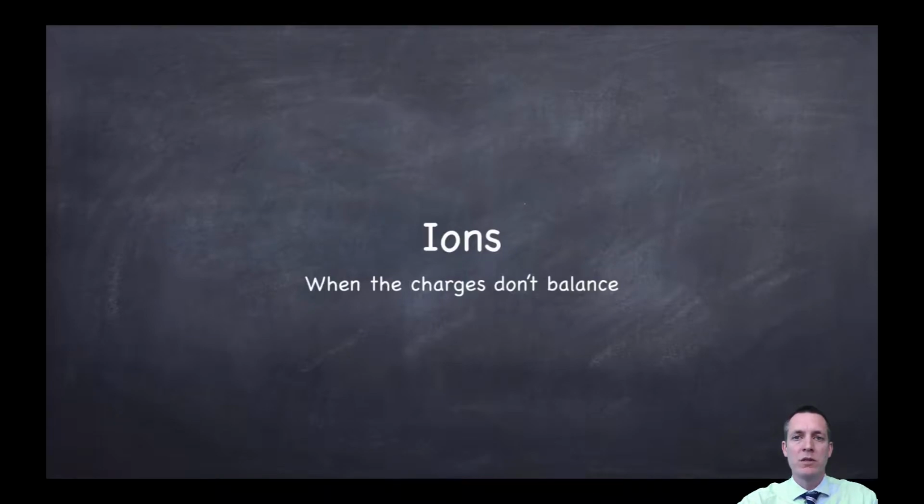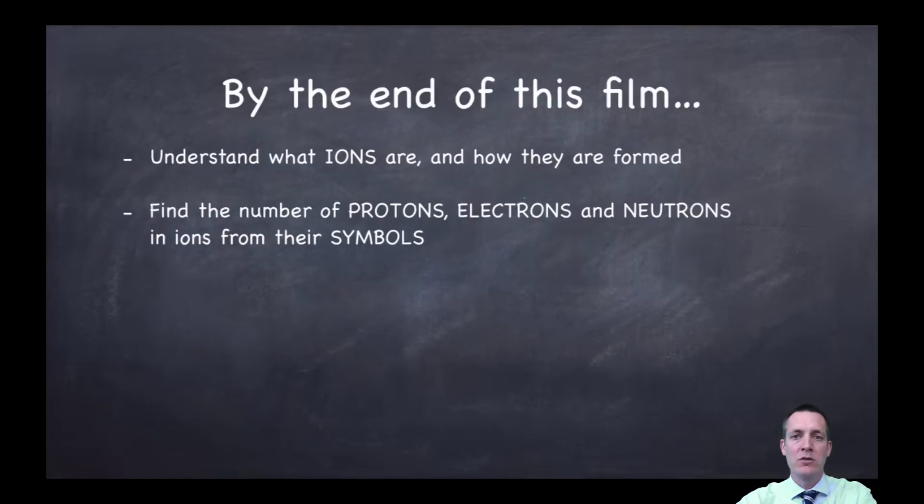Hello, and welcome to this film, which is all about ions. Now, in recent times, we've been looking at isotopes and atoms, and we've been looking at how we can use symbols to find out things about those things. Here, we're going to try and understand what exactly an ion is. And once again, we're going to try and reinforce this stuff that we've been doing about symbols and subatomic particles.